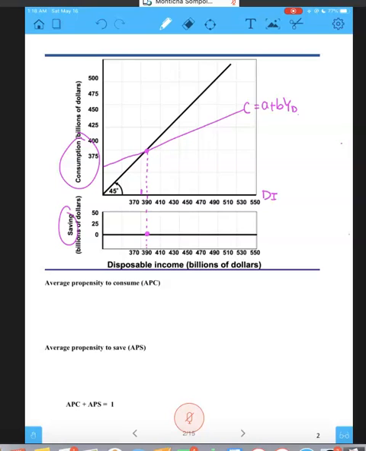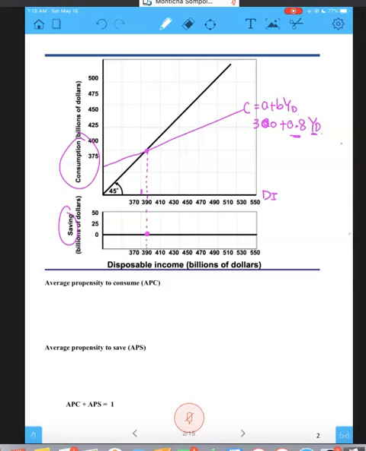So basically, the slope of this consumption curve, it could be in the form of, let's see, 300 plus 0.8 YD, which means for every extra dollar you earn, you're going to spend 80% of it. 20% will be saved. So right here is break even. You don't owe any money to anybody, and you don't save anything.